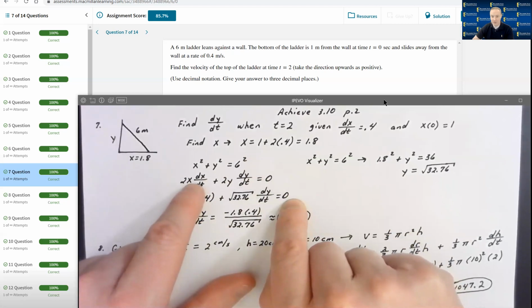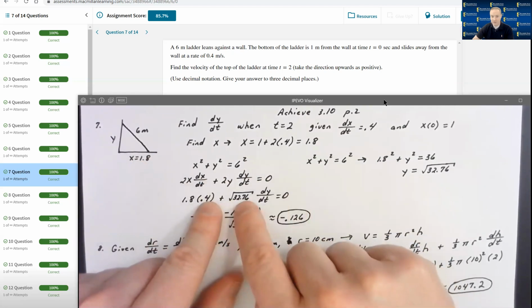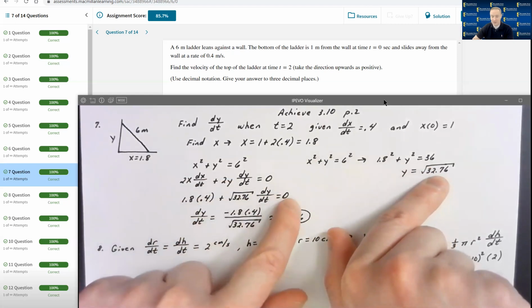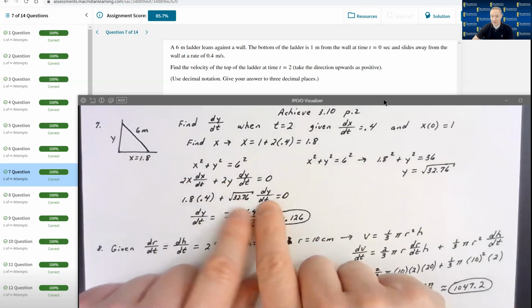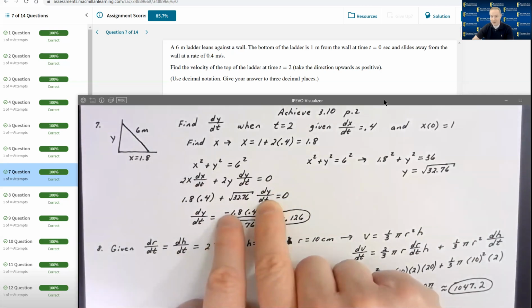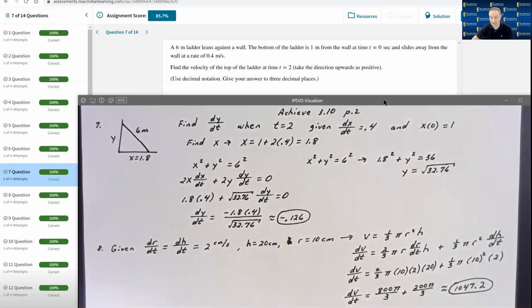Now, if you ignore the 2's, you can say, well, your x term, we know x is 1.8, dx dt is 0.4, plus the y term, square root of 32.76 times dy dt equals 0. Now I can easily say, well, then dy dt is going to equal, these two move over first and become a negative product, divided by the coefficient of dy dt, the square root of 32.76. And when I do that, I get that the y value, the height, is moving down the wall at a rate of 0.126 meters per second.